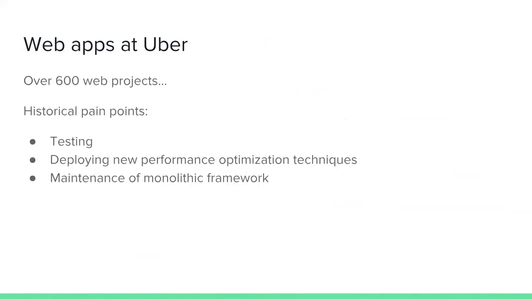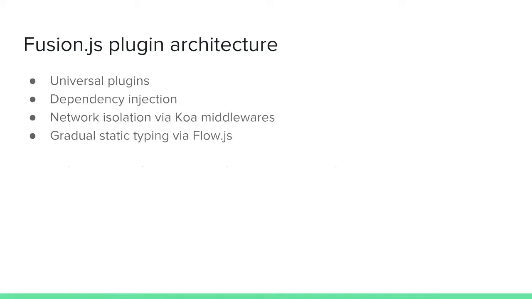Because of the technical debt that we've been accumulating over the years, it can be difficult to move forward with new technologies and all that stuff. For example, testing can get difficult if you have a monolithic architecture. Deploying these new techniques can be difficult, and just general maintenance of the framework can be difficult. So what we did was we built an architecture based on universal plugins, dependency injection, network isolation, and static typing. These are basically cornerstones that make it easier to test both the framework and applications built on top of that framework.